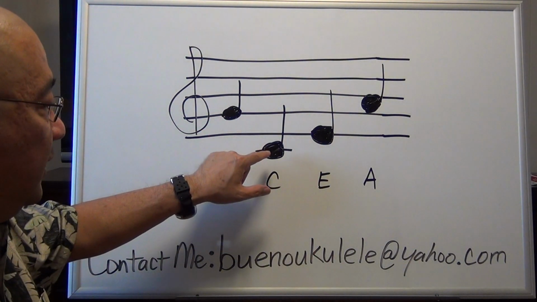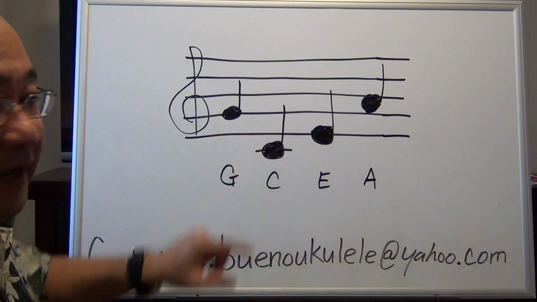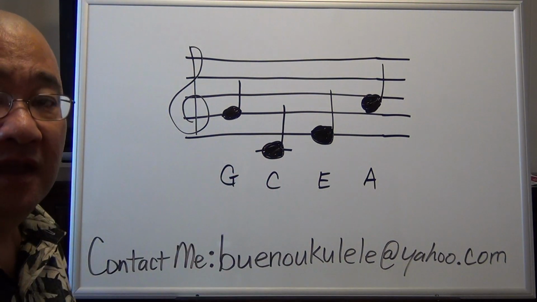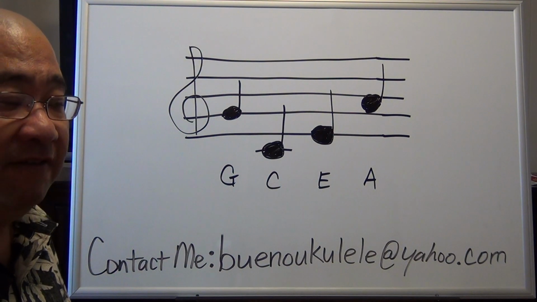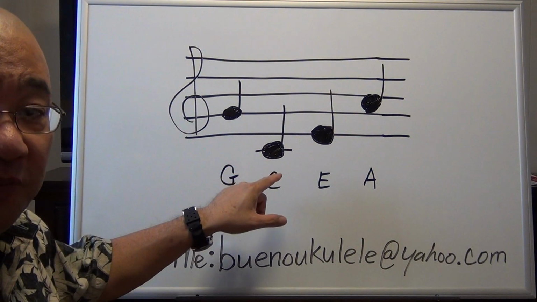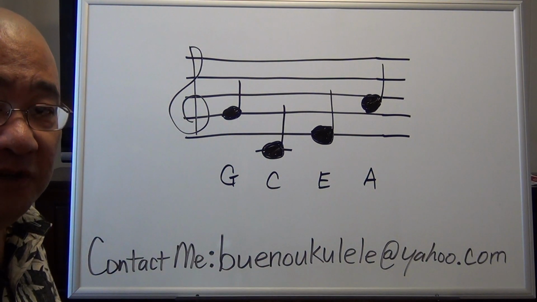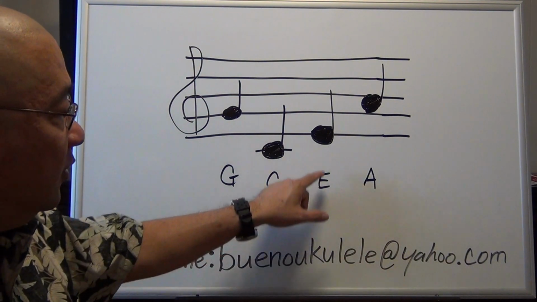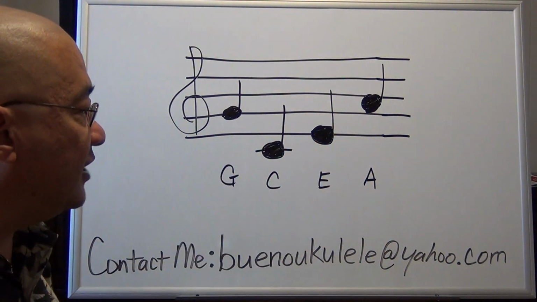Next, the C has its own line just below the first line. Okay, and keep in mind, a great way to remember that is that that's middle C. Middle C. And if you have a piano, that's the middle C note on your piano, same as the C note of your open string on the ukulele. Next, the E note is on the first line, so that's your E note.